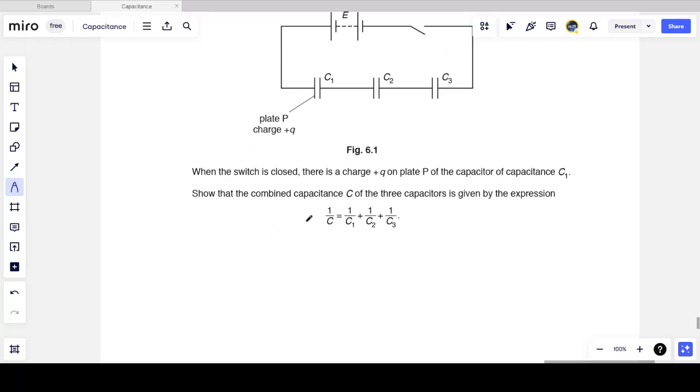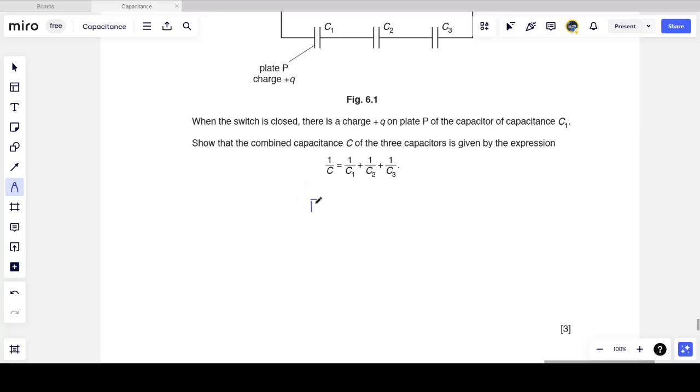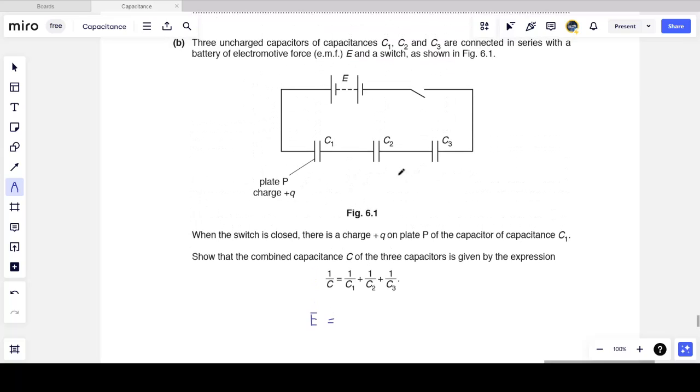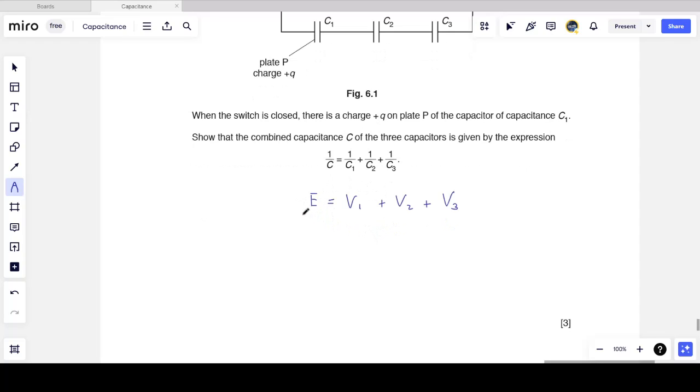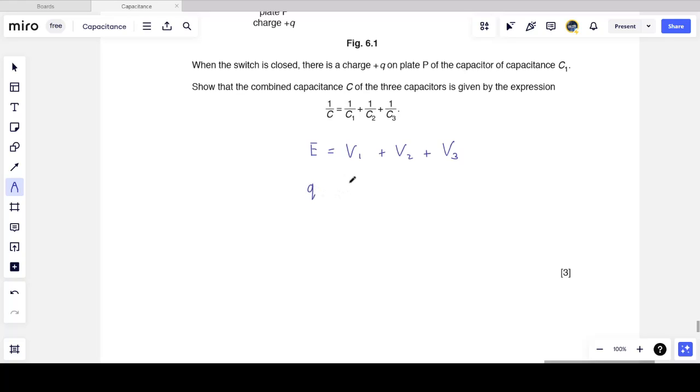So what I know is that the EMF, since these are three components in series, they are potential dividers. So the total EMF is equal to the potential difference across C1, the first capacitor, plus the potential difference across the second capacitor, plus the potential difference across the third capacitor. Like resistors in series are potential dividers, so too are capacitors potential dividers if they are in series. But the total EMF is equal to the total charge in the circuit Q divided by the total capacitance, the combined capacitance C of the three capacitors.